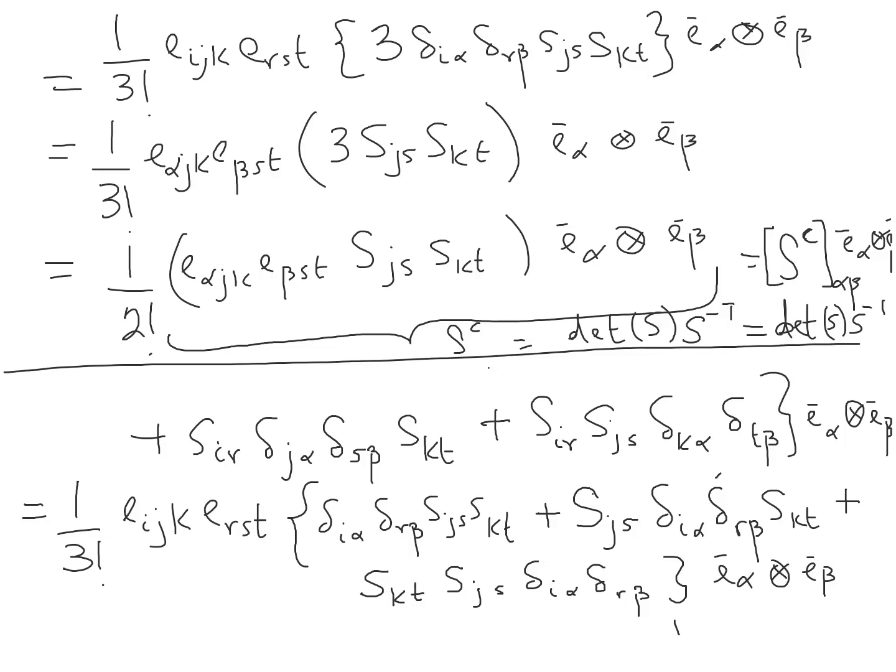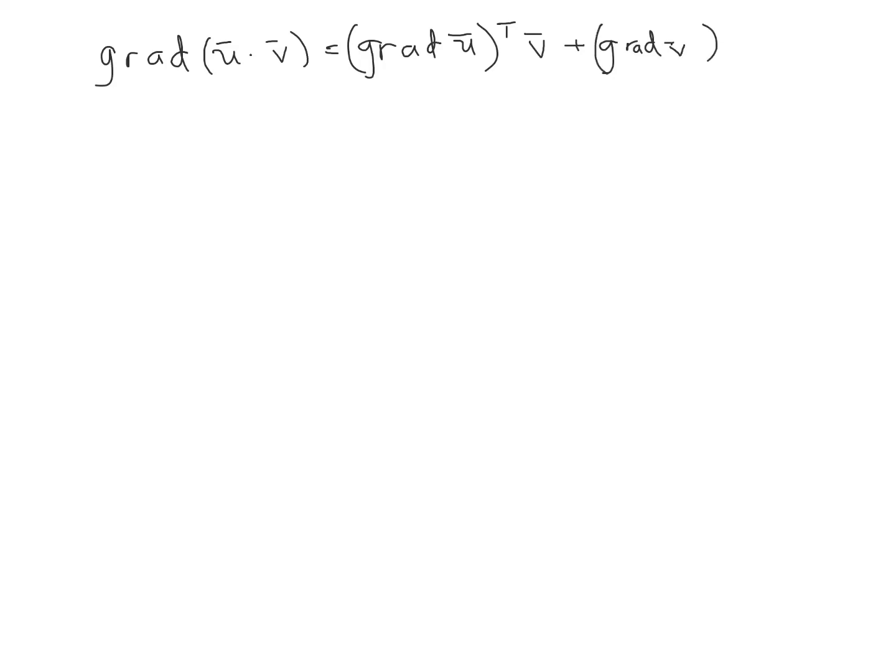Slide 28 now. Show that grad of U dot V is equal to grad U transpose V plus grad V transpose U.